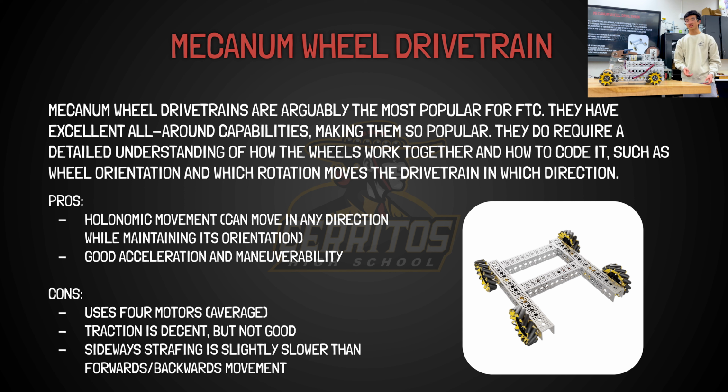The traction is decent, but it's still not perfect. It still has some slippage. It's still better than a 2-wheel drive, but it still has a little bit of slippage. And the sideways strafing is slightly slower than forwards and backwards movement, because when you move forwards and backwards, it just rotates the motor. But when you move sideways, the motors spin in a way where the forces between the angled rollers counteract each other. So if you run the motors at the same speed, compared to front and back movement, sideways movement will be a tiny bit slower. Just a tiny bit though, not too much.